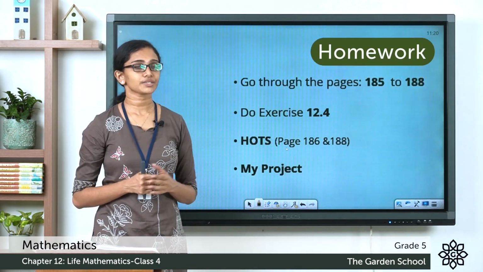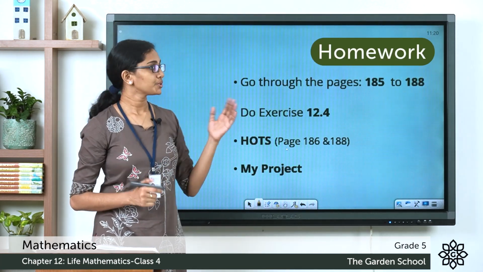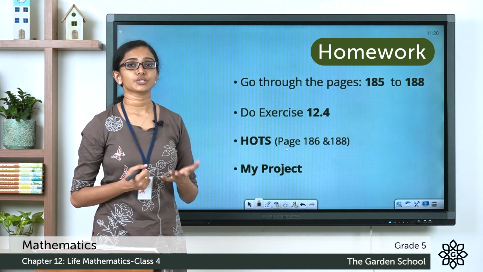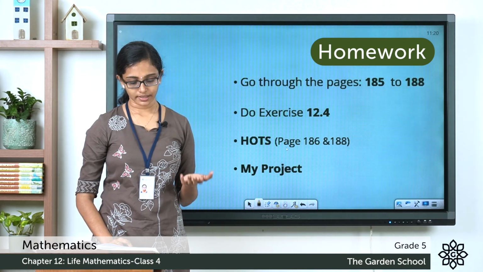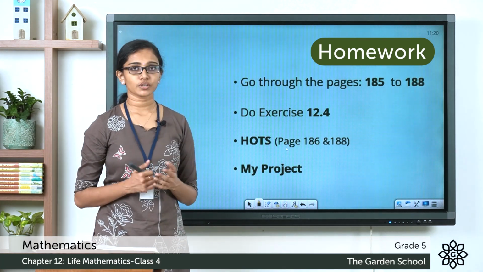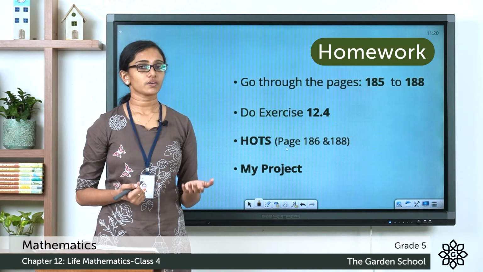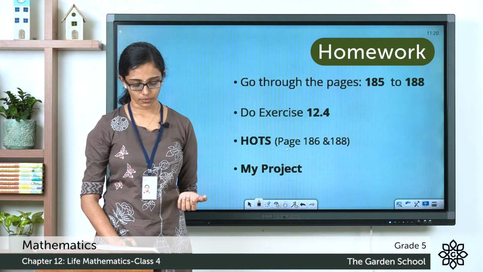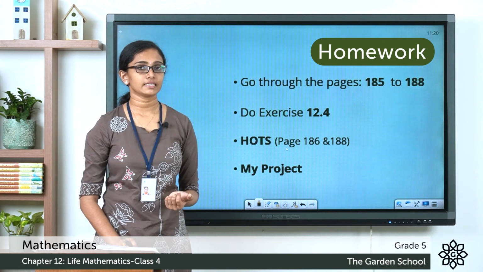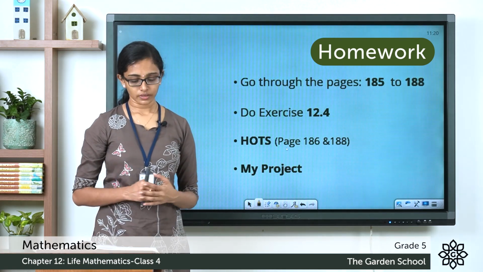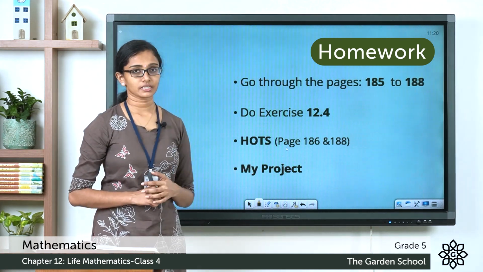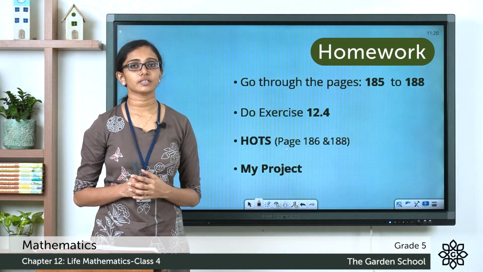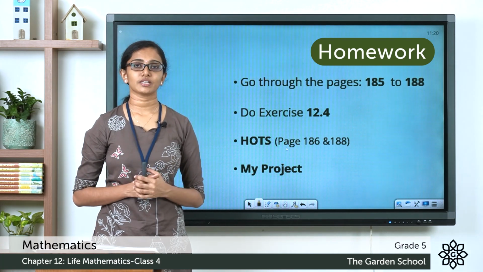Now you have to go through these topics from page numbers 185 to 188 of your textbook. Then you have to complete the exercise 12.4, which is on page number 186. And on the same page you can see a HOTS question, high order thinking skills question, and there is one more from the category high order thinking skills question from page number 188. So you have to work out these two, and there is a my project activity on 188. So go through all these activities, finish all the activities, then take a picture and do send us through tips.